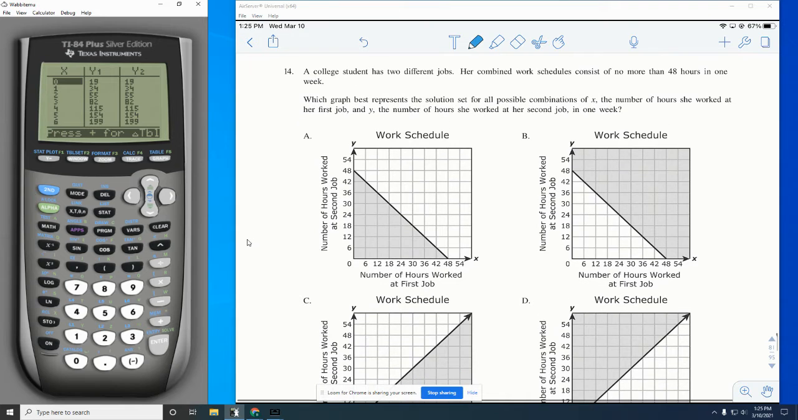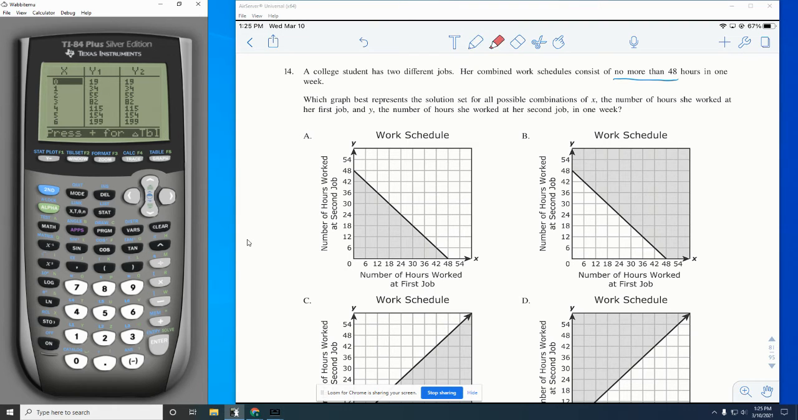Turn the page or the packet to number 14. A college student has 2 different jobs. Her combined work schedules consist of no more than 48 hours in 1 week. Which graph best represents the solution set for all possible combinations of X, the number of hours she worked at her first job, and Y, the number of hours she worked at her second job in 1 week?